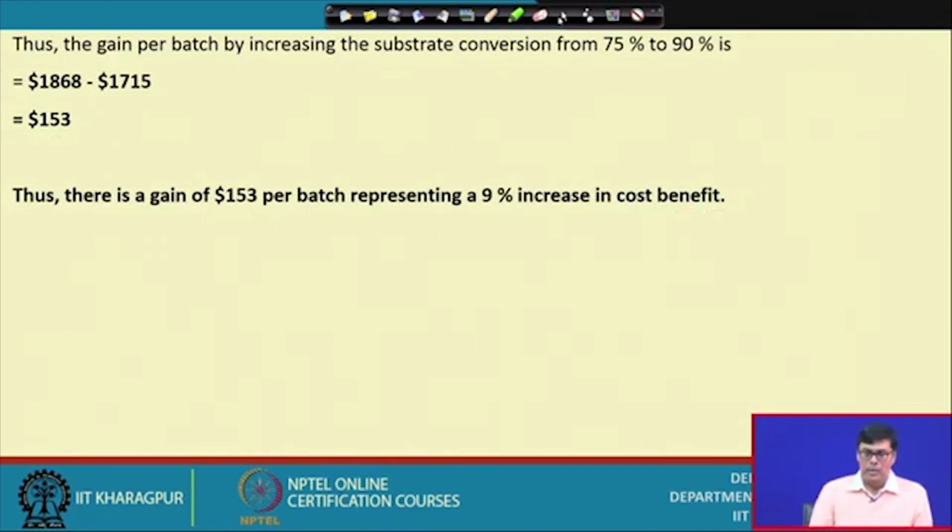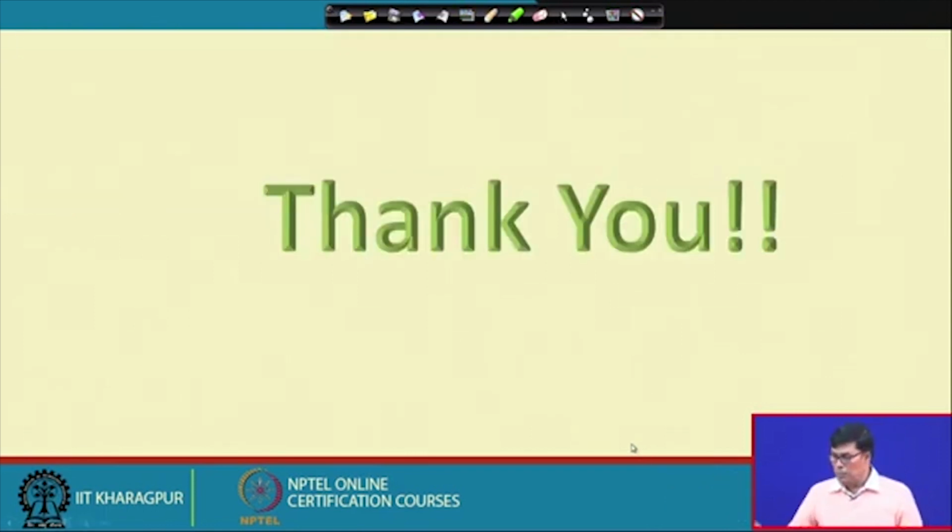This is how we can analyze the process and find out the economic viability of the process. This is a very interesting problem, through which we can find out by increasing the conversion efficiency how much profit we are going to get. In some cases, not necessarily all cases, your profit will increase. In some cases the profit may also decrease. So in that case, we prefer to maintain our conversion efficiency a little bit lower.